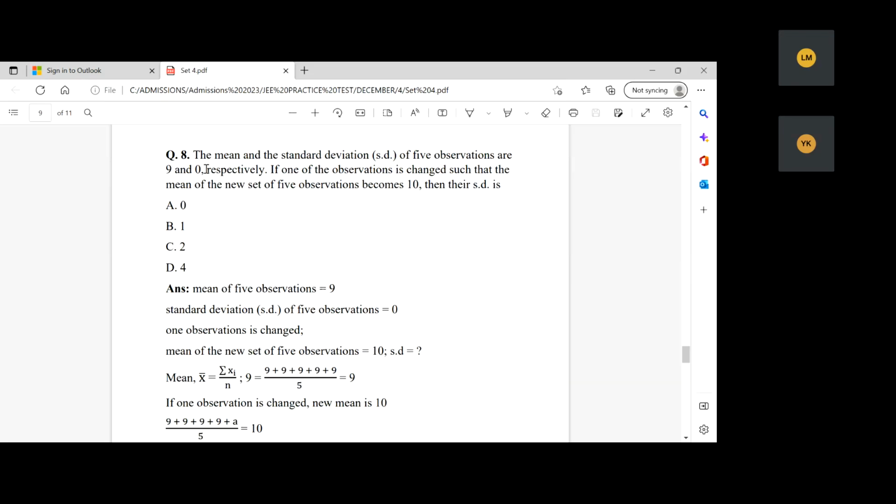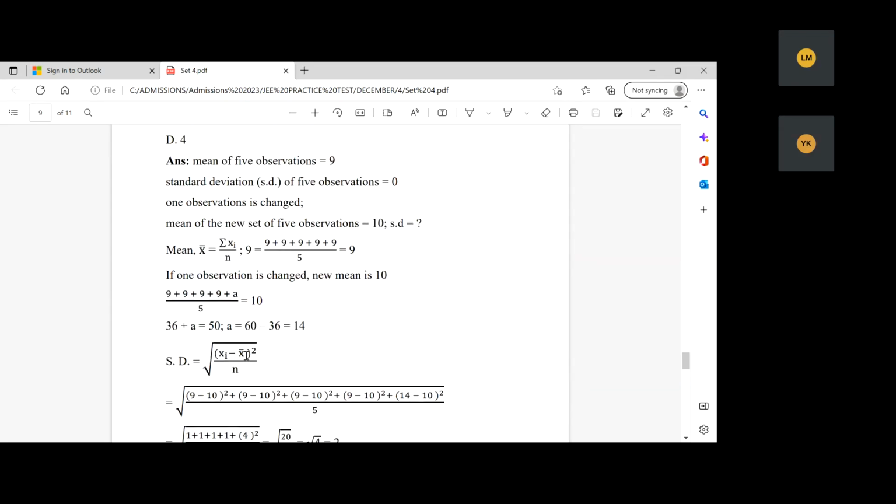Here what will be the standard deviation? It's given as 0. What is the formula for the standard deviation that you know? It's root of xi minus x bar whole square by n. So here this value is 0. So these values have to be similar, right? Then only the standard deviation of the five observations will be 0.